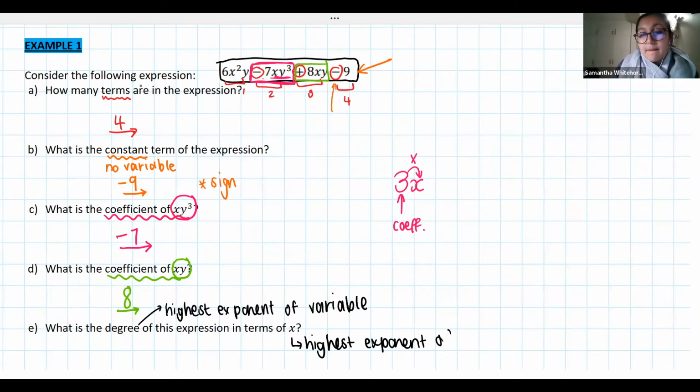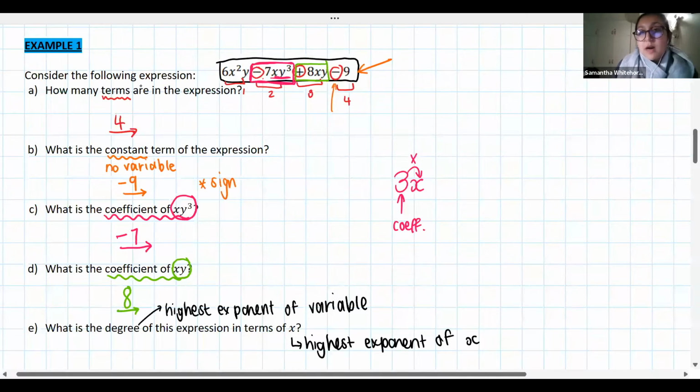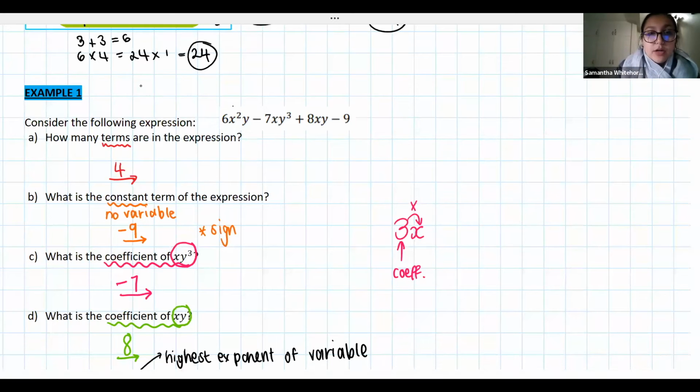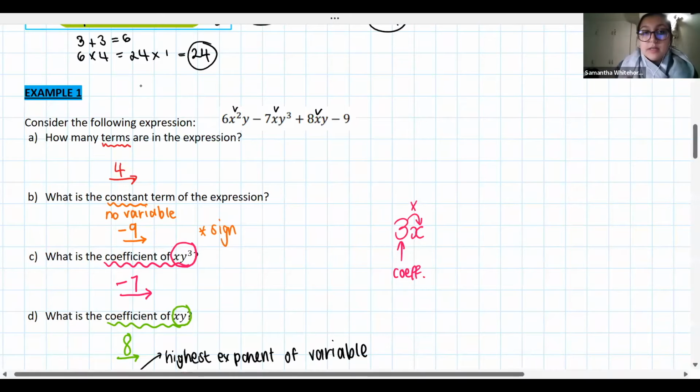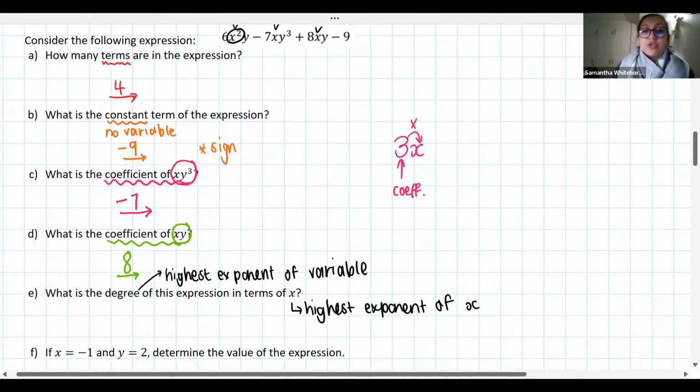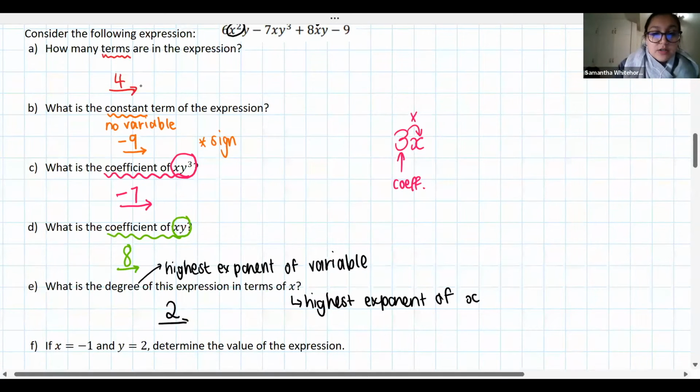I needed to say, what is the degree of this expression in terms of x? Essentially what I'm asking you for here is the highest or the biggest exponent of the x variable. So we go up to our expression and look. I'm just going to take all my scribbles off. Please don't raise your hands until I say so. We look at all of our x variables, and we want the one with the biggest exponent. The biggest exponent is here, that x squared. So the degree of my expression is 2.